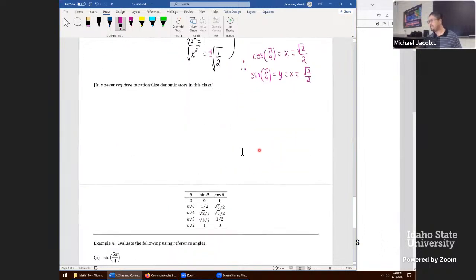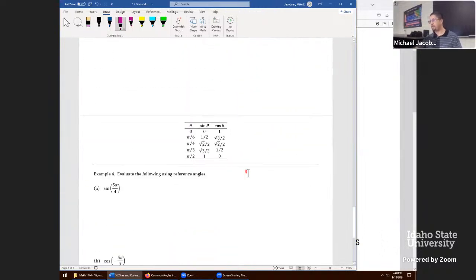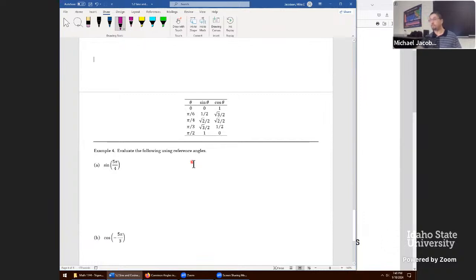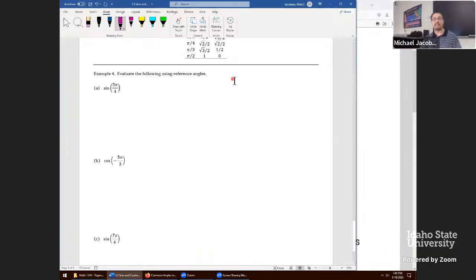Well, that takes us down to example 4, evaluating the following using reference angles. I suppose we could finish this today, but I think what I want to do is, let's do the problems that are here right now. And when we come back on Tuesday, I want to revisit these notes again, just do a couple additional problems before we segue to 5.3. So I'll practice a few more off this section on Tuesday's class. Any questions at the moment?